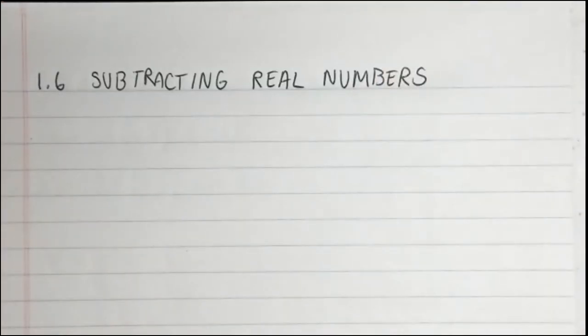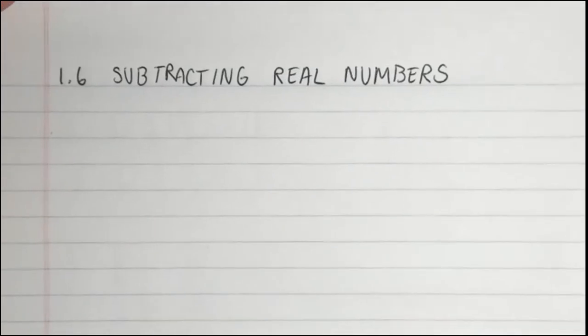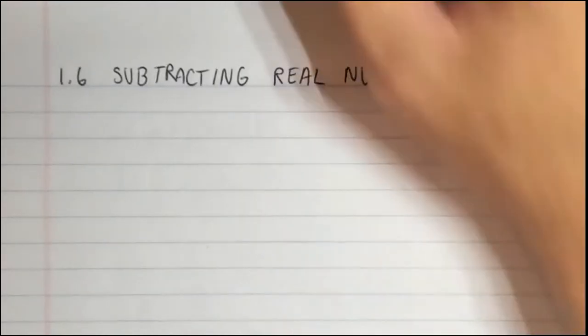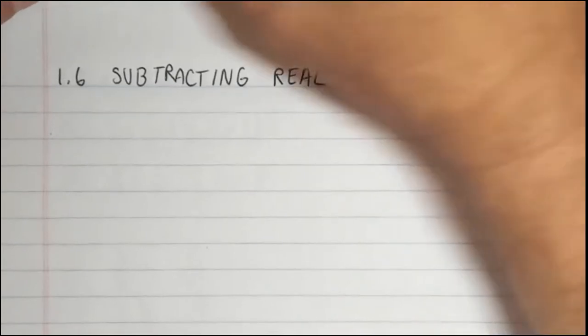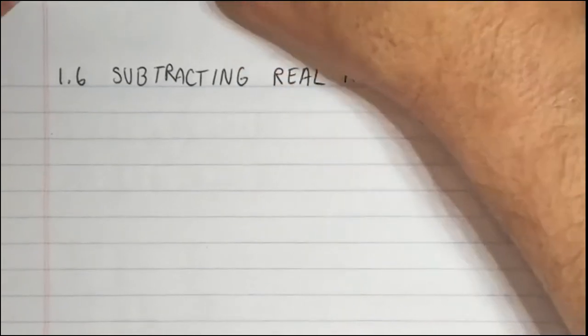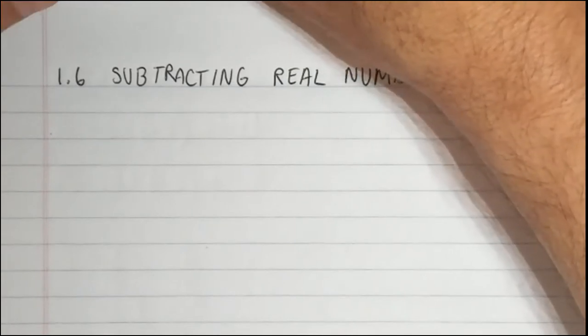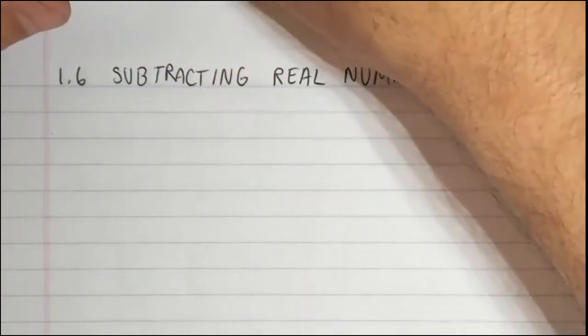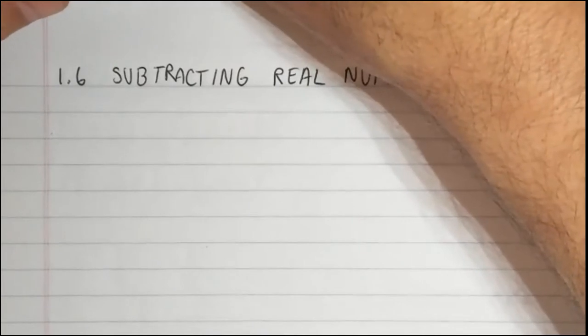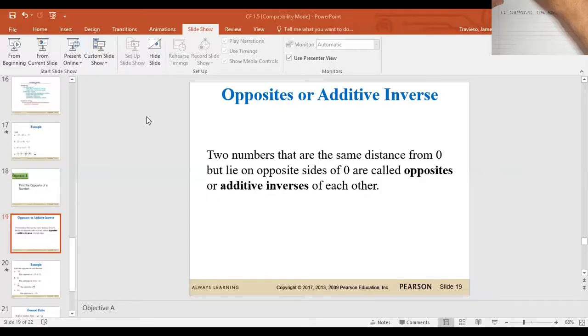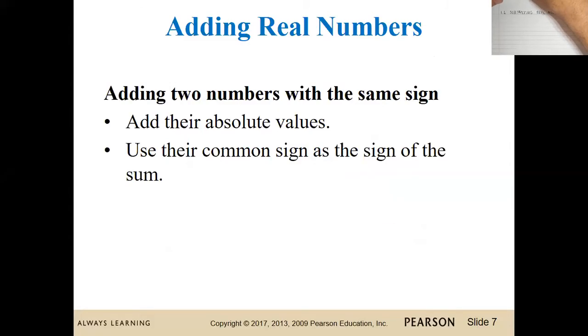All right, so the next section we're covering is 1.6, which deals with subtracting real numbers. And one of the things we need to make sure we are clear about is what an opposite is, when we talk about opposite value. So we're actually going to go to the PowerPoint of 1.5 and just talk about this for a second.